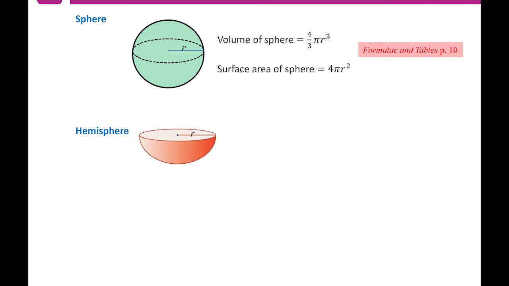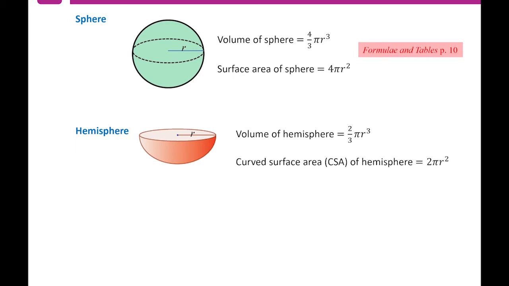A hemisphere is half of our sphere. The volume of our hemisphere is equal to 2 over 3 pi r cubed. The curved surface area of our hemisphere is equal to 2 pi r squared.